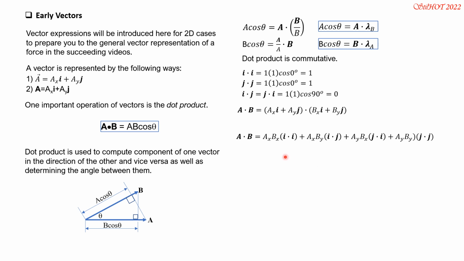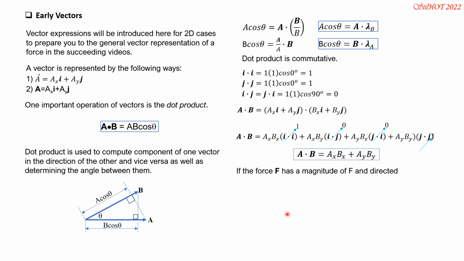And remember that i dot i is 1, i dot j is 0, j dot i is 0, and j dot j is 1. Therefore, A dot B is simply AX BX plus AY BY. Or simply, the dot product between two vectors is the sum of the products of corresponding components. So that's the result: sum of products of corresponding components.